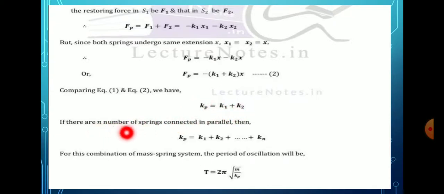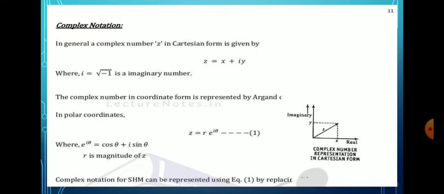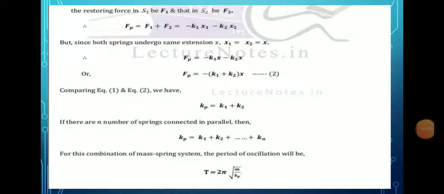If there are n springs in a parallel combination, then Kp is equal to k1 plus k2 plus so on up to kn. For this combination of the mass-spring system, the time period of oscillation will be T is equal to 2 pi square root of m by Kp. Here the series combination and parallel combination of springs are completed.